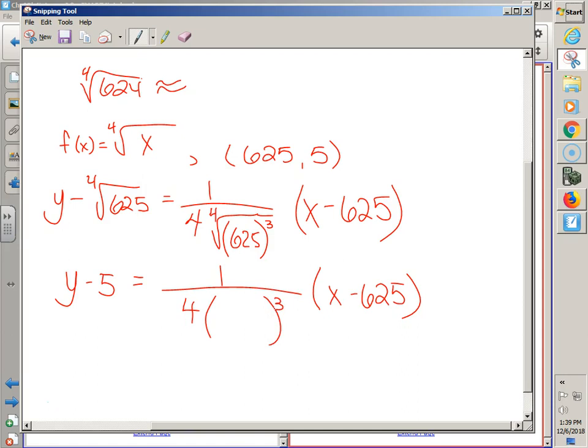1/4 times 3 is the same thing as 3 times 1/4. I can do the fourth root, then the cube, or the cube and then the fourth root. We just said that's 5. 5 cubed is 125. 125 times 4: 4 times 25 is 100, 400 plus 100 is 500. So 1/500th. And what am I going to plug into said tangent line?